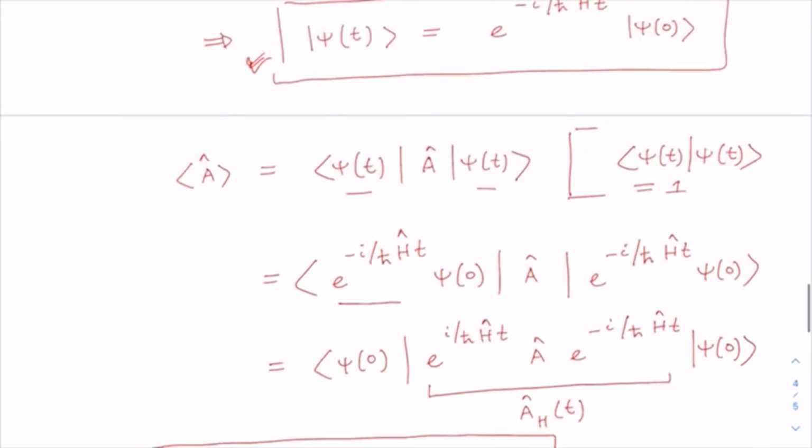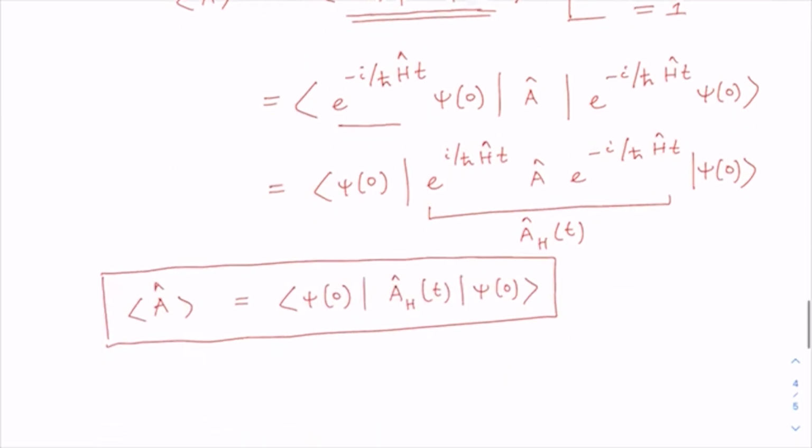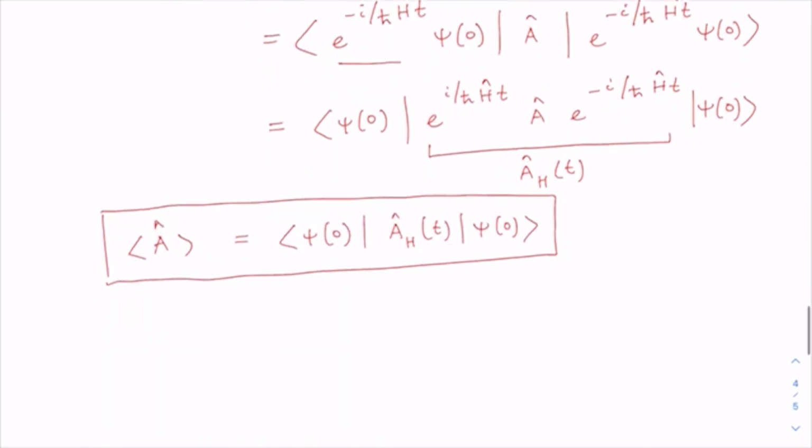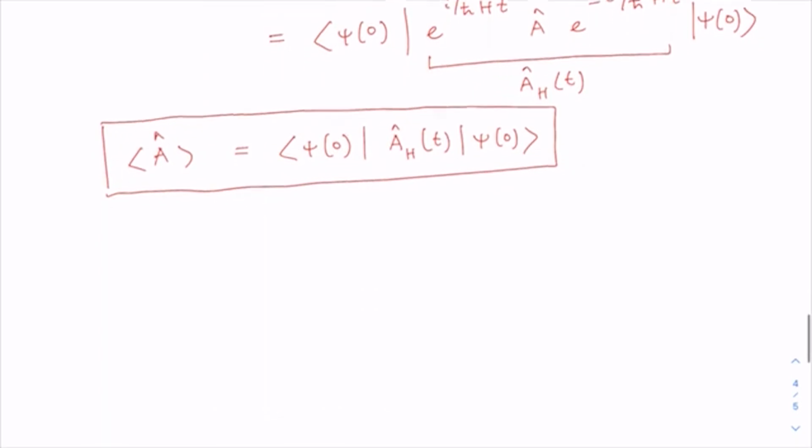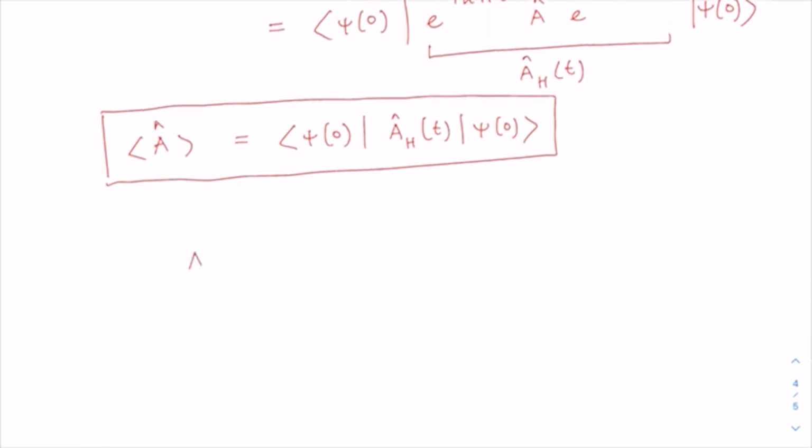This way of representation, where the wave function is dependent on time and the operator is time independent, is known as the Schrodinger picture. It actually depends on which particular situation you are facing or the problem at your disposal. Depending on that, you can either use the Schrodinger picture or the Heisenberg picture.